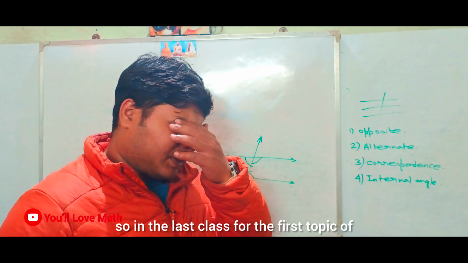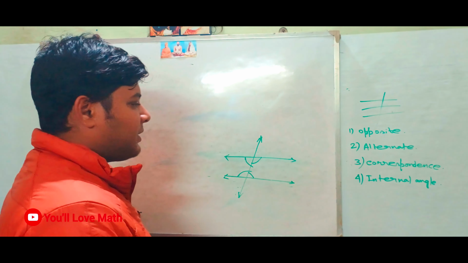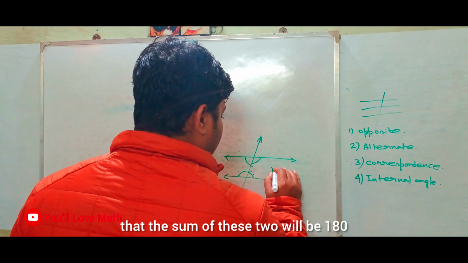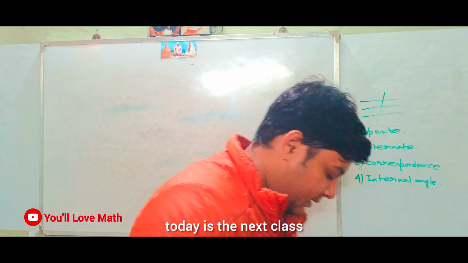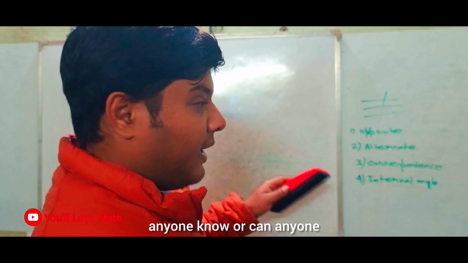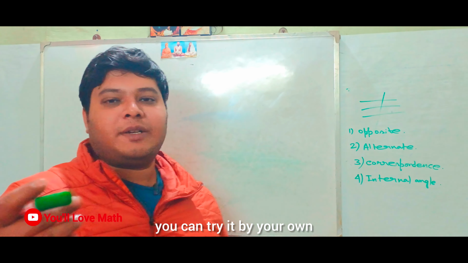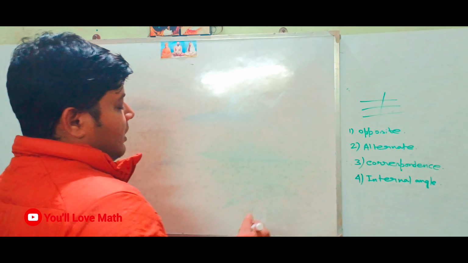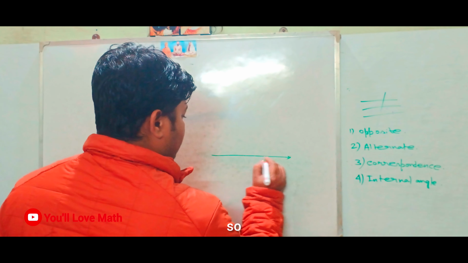In the last class, the first topic of lines and angles, I told you that the sum of these two will be 180, and that I will prove it today, in the next class. So today is the second class, and I will prove it. Can anyone try to prove it? You can try it on your own and check with me whether you are doing it correctly.